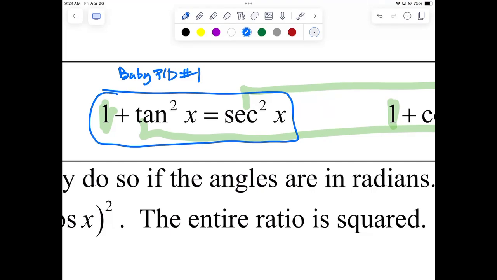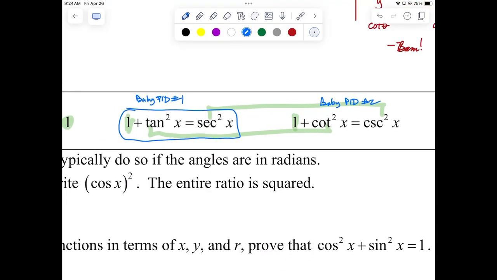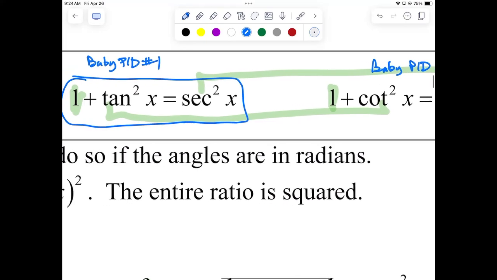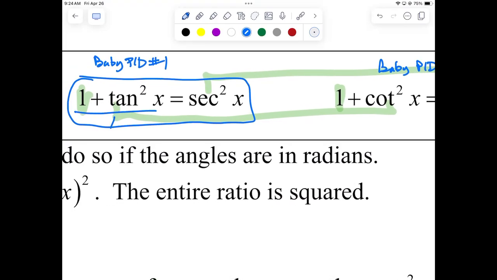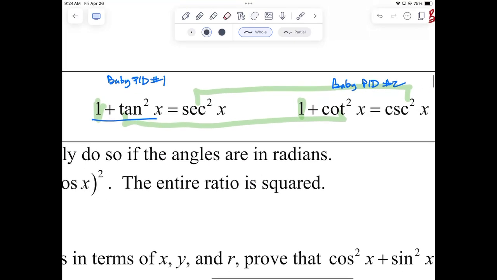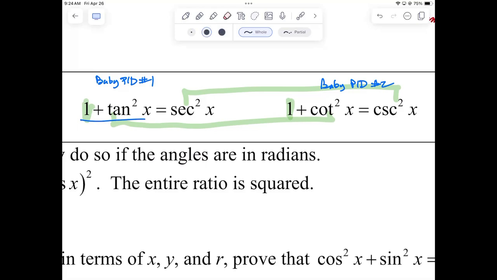So are they like inversions or reciprocals? What's that? Are the two baby pids reciprocals? No, the two baby pids are not reciprocals. Secant and cosecant are first of all not reciprocals of each other. And because this is two terms, if you flip that, you get 1 over 1 plus tangent, which doesn't work. So no, they're not reciprocals of each other. They're not even cofunctions of each other. It's just a convenient way to help you remember one from the other.